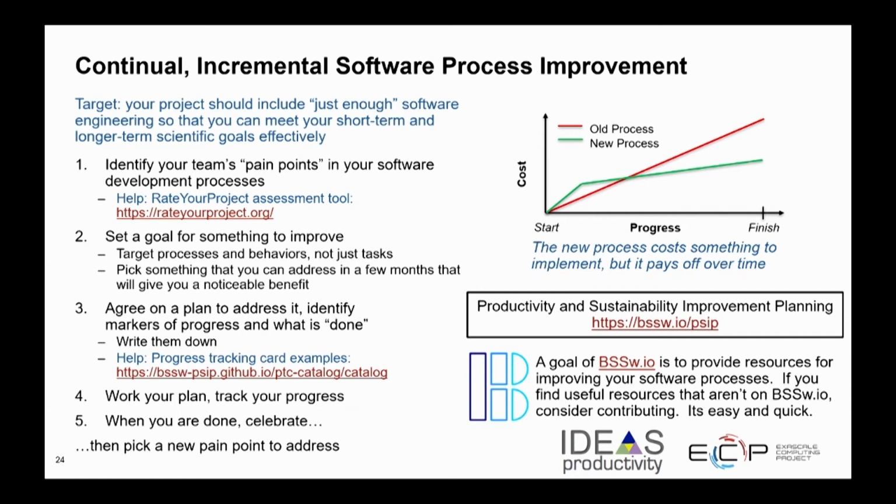And on this page, we've got some links to tools that might help you with understanding where your software and your project might be able to use some help. Progress tracking cards, we have a lot of examples. The whole PSIP process is documented. And then the bssw.io site, the Better Scientific Software site, has resources that might help with some of these things. And if you have your own experiences like this, please consider contributing. We'd love to hear about that.